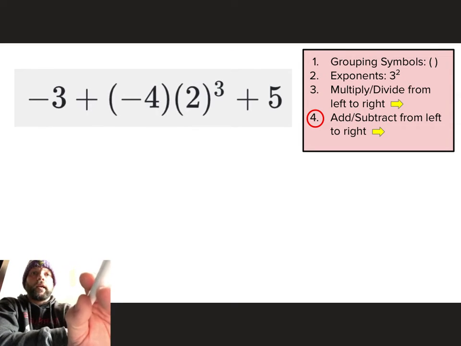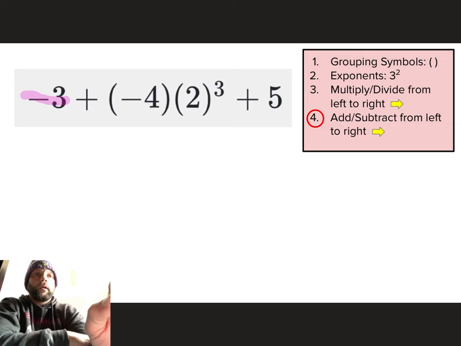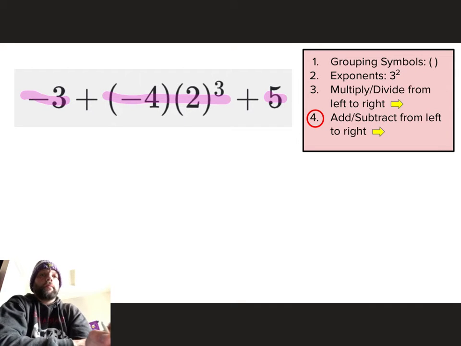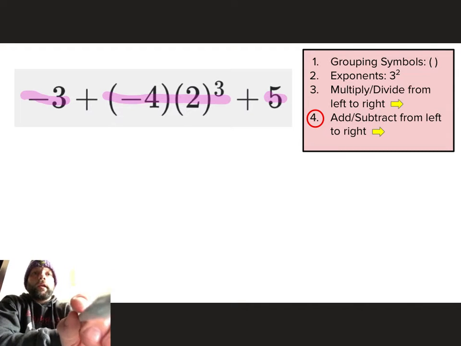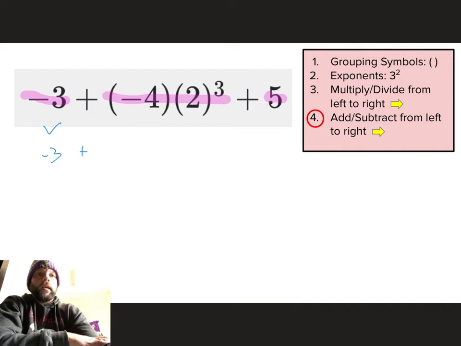So again, I'm just going to highlight till my stop sign. So I have an addition sign that turns into my stop sign, and I have another addition sign that's my stop sign. So there are my chunks that I'm going to solve with this problem. So -3 is obviously going to remain the same. But then here's where I have a little bit of my work. So grouping symbols, but exponents.